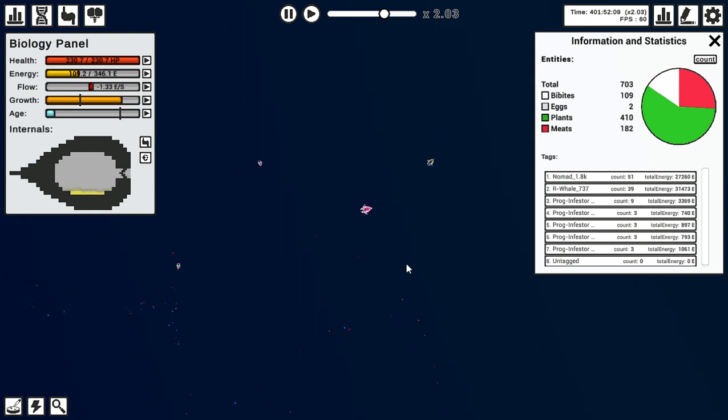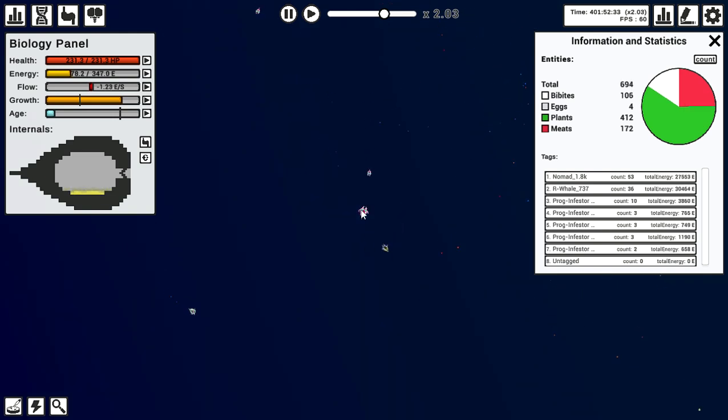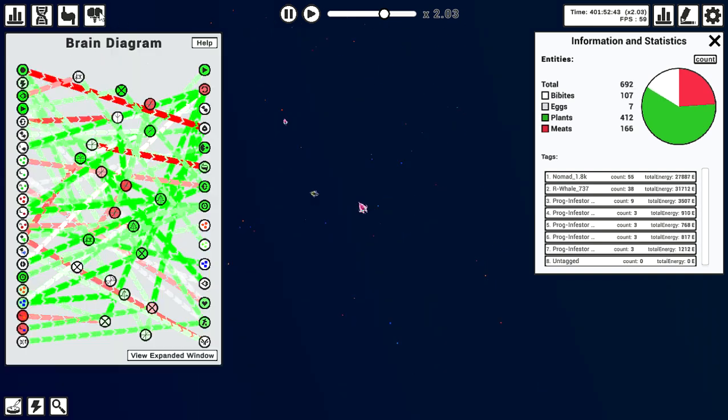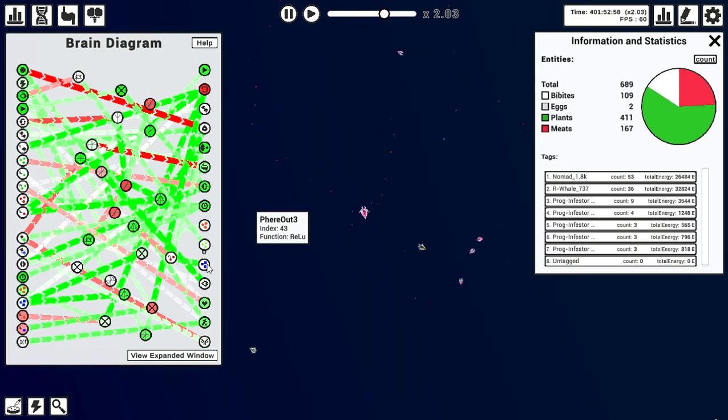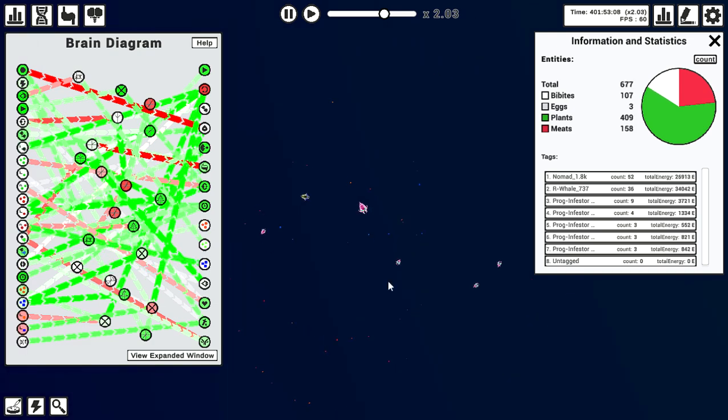And I haven't looked at their brain for a while, so I don't necessarily know what's going on. So I know that this guy smells blue, right? So he's going to follow the prog trails. The progs are going to sit here and tell the nomads where the food is. See? I have a direct connection right here between number of meat and pheromone out. That is beautiful. I understand why that works.